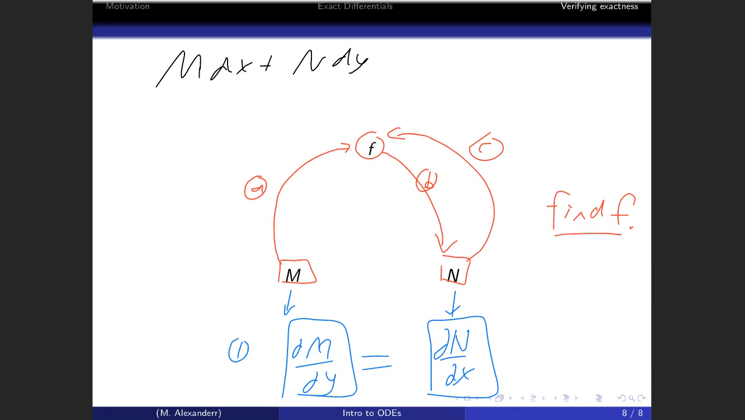All right, so that's all I want to say today. I want to explain what exact differential equations are, where they're coming from, and how to check whether you do have an exact differential equation, and then I want to give you a picture on how to find the F, and in the next video, I'll explain how to use this red picture arrow.